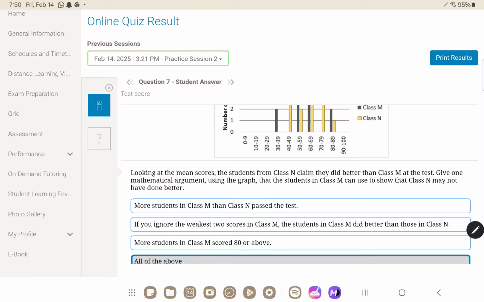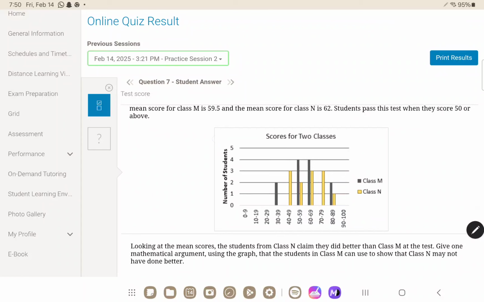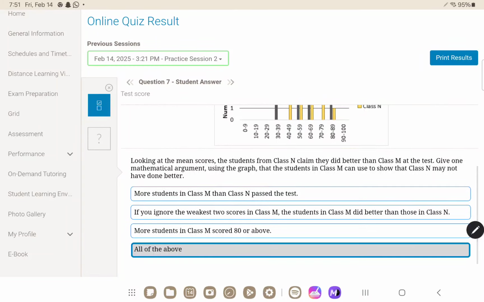Now, more students in class M than class N passed this test. First of all, we know we need over a 50. Now, when you're looking at the numbers over 50, it's obvious that class M was always getting higher. They were getting in the 60s a lot and in the 80s, way more than class N. That's why it's one of the options, of course.